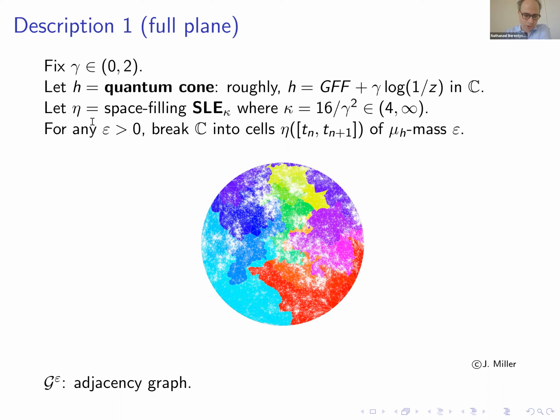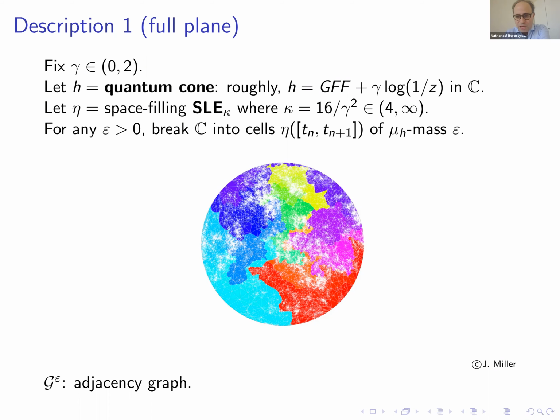So that's the quantum cone. And the second ingredient is an SLE kappa, where kappa is the parameter 16 over gamma squared. Because gamma is between 0 and 2, gamma squared is between 0 and 4. So 16 over gamma squared is between 4 and infinity. And if you know a bit about SLE, then you know that this corresponds to the range of values of the parameter kappa where the curve is not simple.